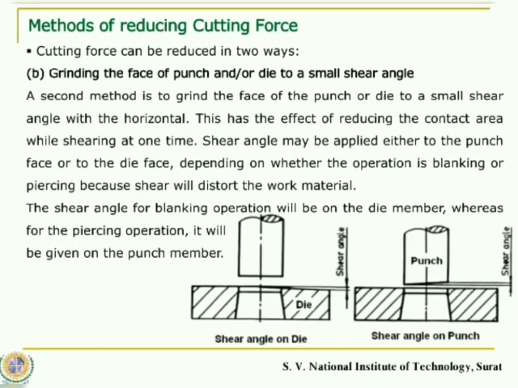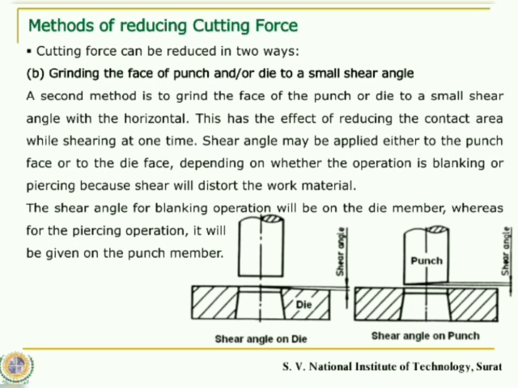The other method is by grinding the face of the punch or the die by a small shear angle. In this case, along with the horizontal, either a shear angle is provided on the punch surface or on the die surface. This will effectively reduce the contact area when the shearing process takes place.